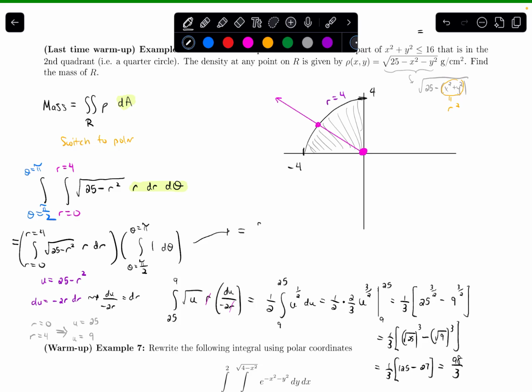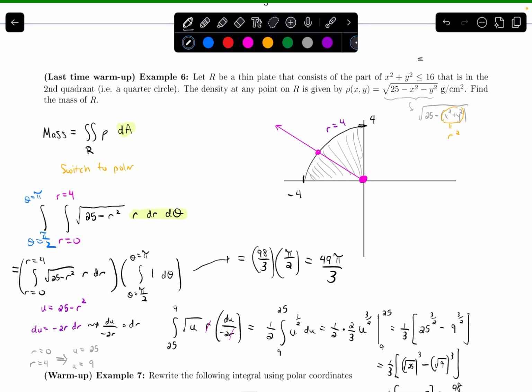That first integral becomes 98 over 3, and that's going to multiply that second integral, but the integral of 1 is just theta. And then if I plug in pi and pi over 2 and subtract, I'll get pi minus pi over 2, which is just pi over 2. And then I can cancel the 2 from the top and the bottom. That leaves me with 49 pi over 3 for the mass. I just need the units. The units of mass in this problem were grams.